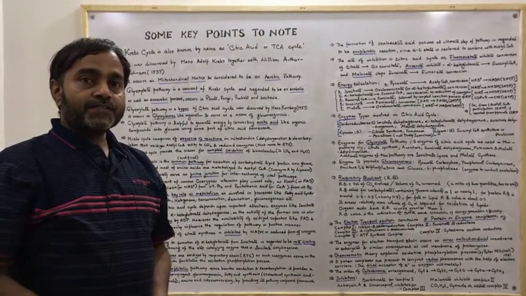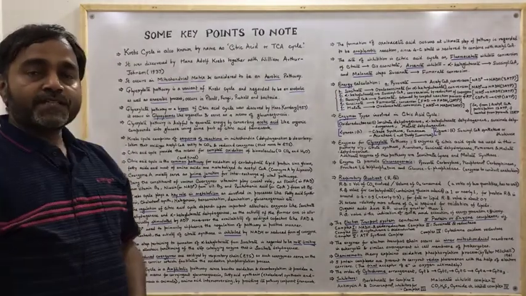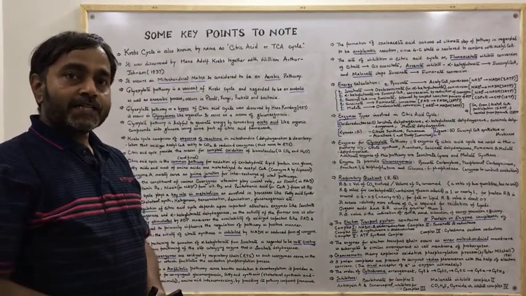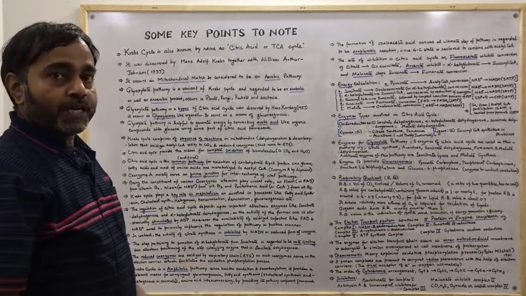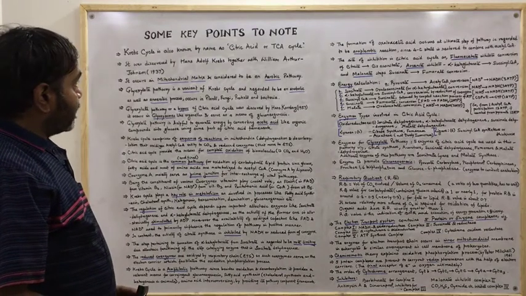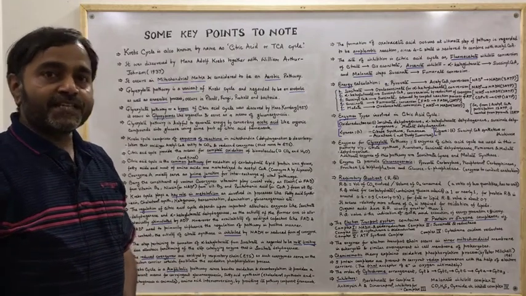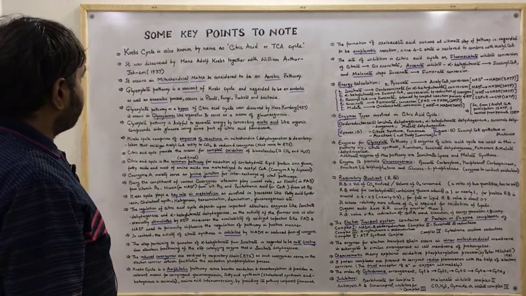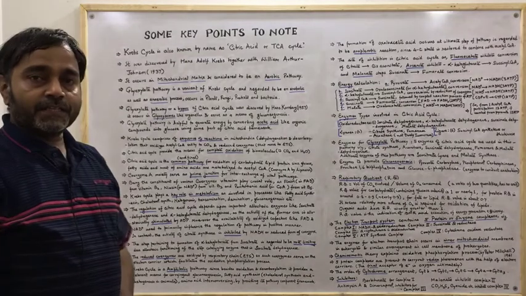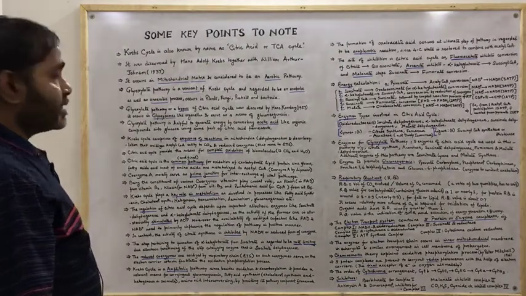Dear students, I have written some facts regarding the Krebs cycle, and these are the points which I summarized so that we can have an overview of the Krebs cycle, and that's why this summary is prepared. So let us see the key points. Krebs cycle is also known by the name as citric acid cycle or tricarboxylic acid cycle, that is TCA cycle, and it was discovered by Hans Adolf Krebs together with William Arthur Johnson in year 1937, that we already have read.